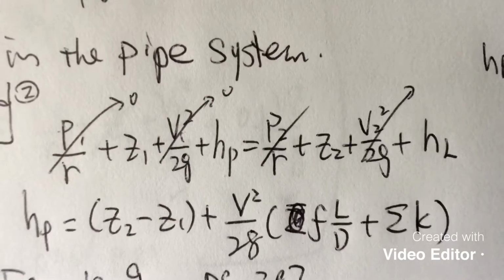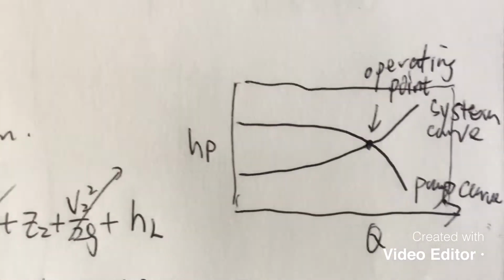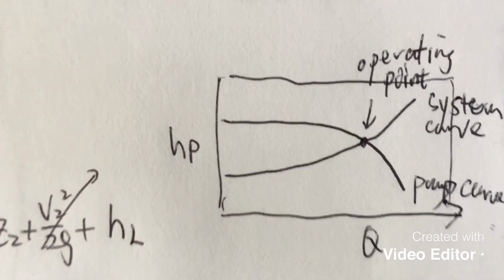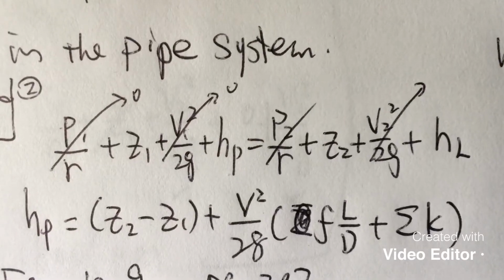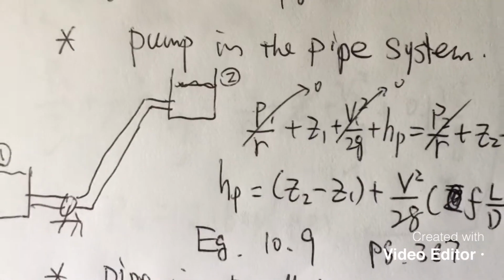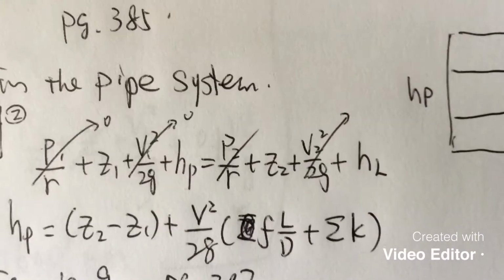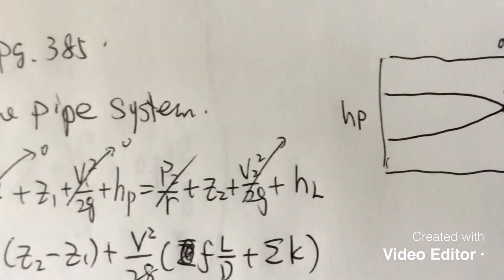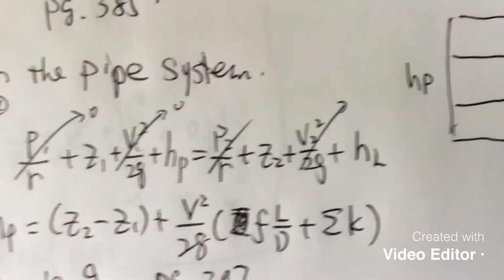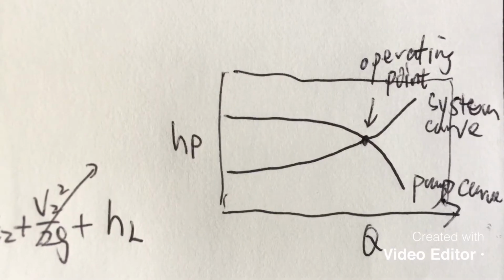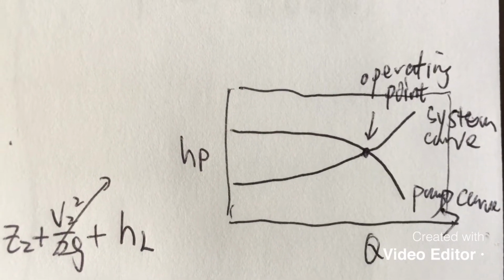So based on this equation, you can draw a curve here. Okay, there are two curves in there. This is called the system curve. This is what the system requires. This system doesn't care about what kind of pump you placed in there, right? That's the system equation. So the system requires that much pump head. Okay, so that's the system curve, going upward.